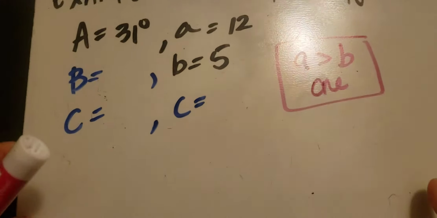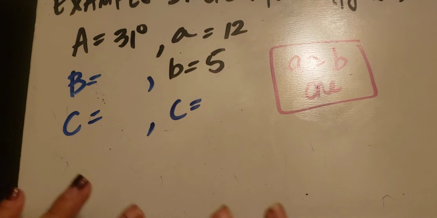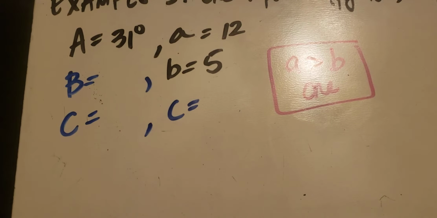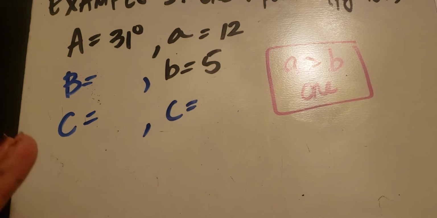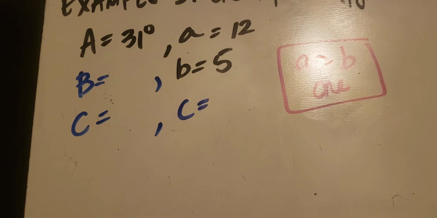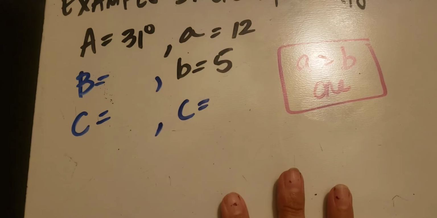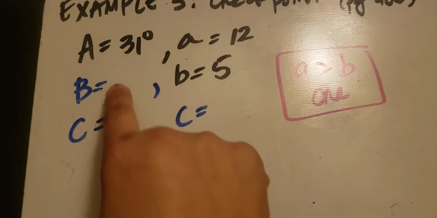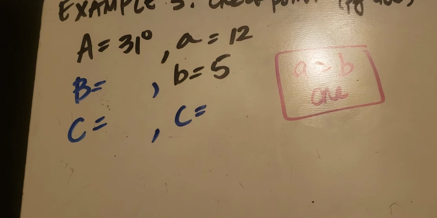They don't give us a diagram or a picture, but I kind of mentioned this before: you really don't need one. But if you're a visual person, you can draw one. What they want us to do here is find the remaining side and angles of the triangle. So we're just missing one side and two angles.